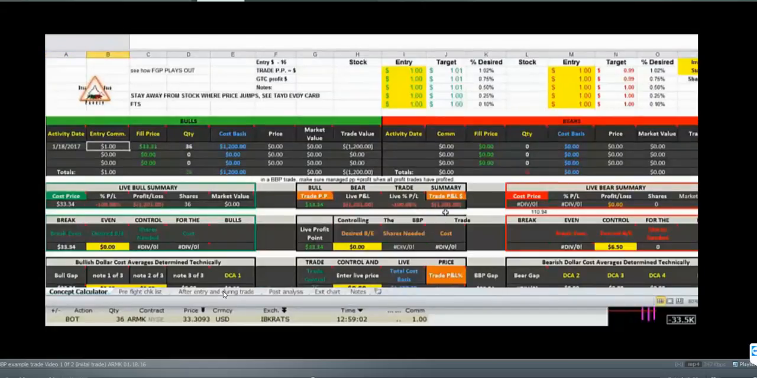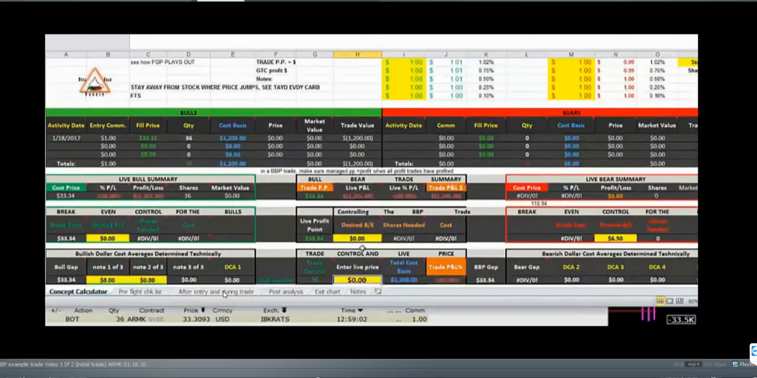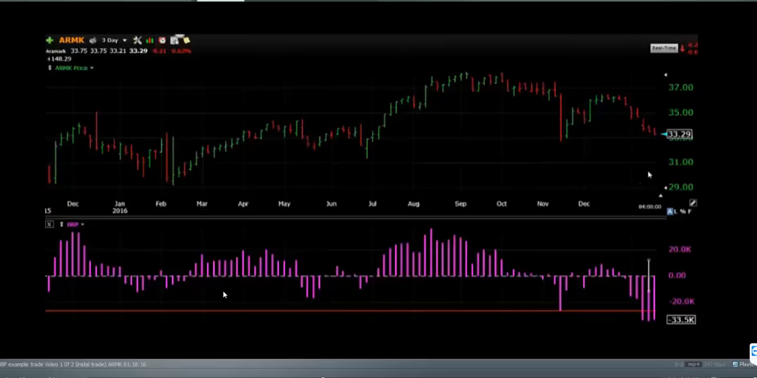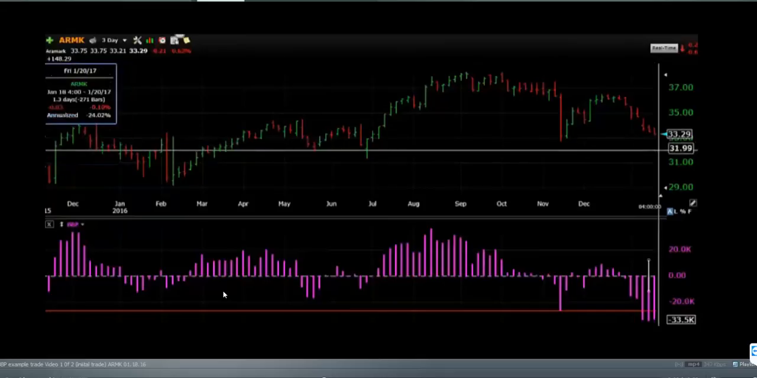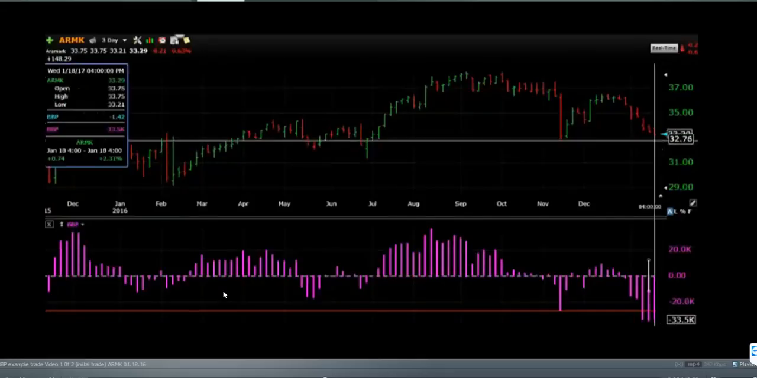Now I'm going to scroll down a little bit and we're going to enter in the live price. Here, the live price ended up closing at 33.29. Let me show you where I got that. So this was the closing price today, 33.29.